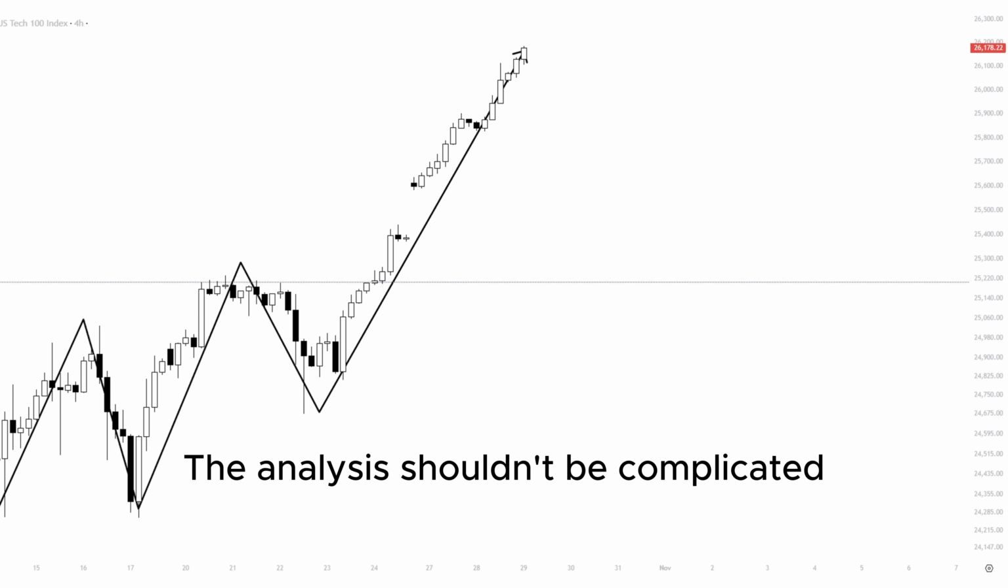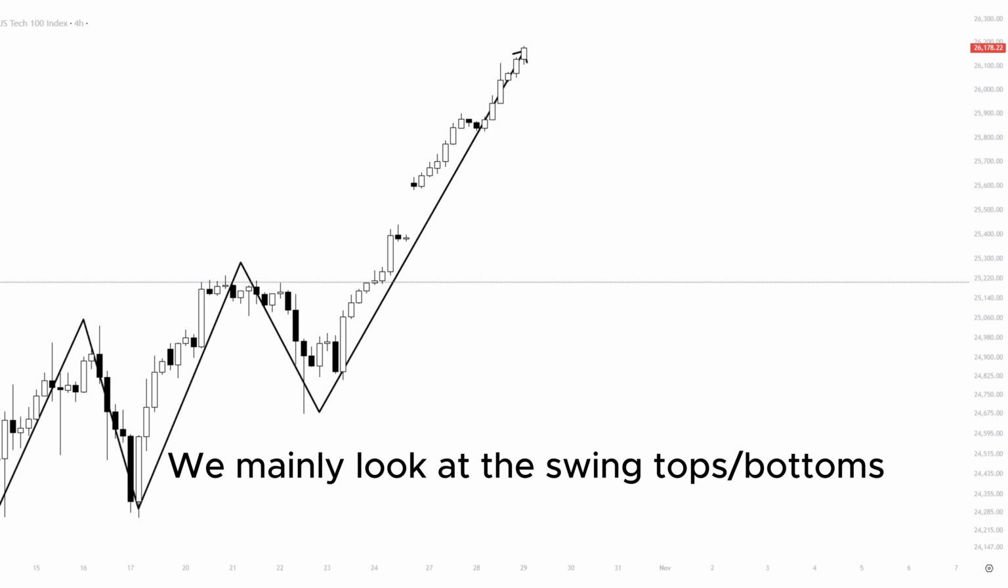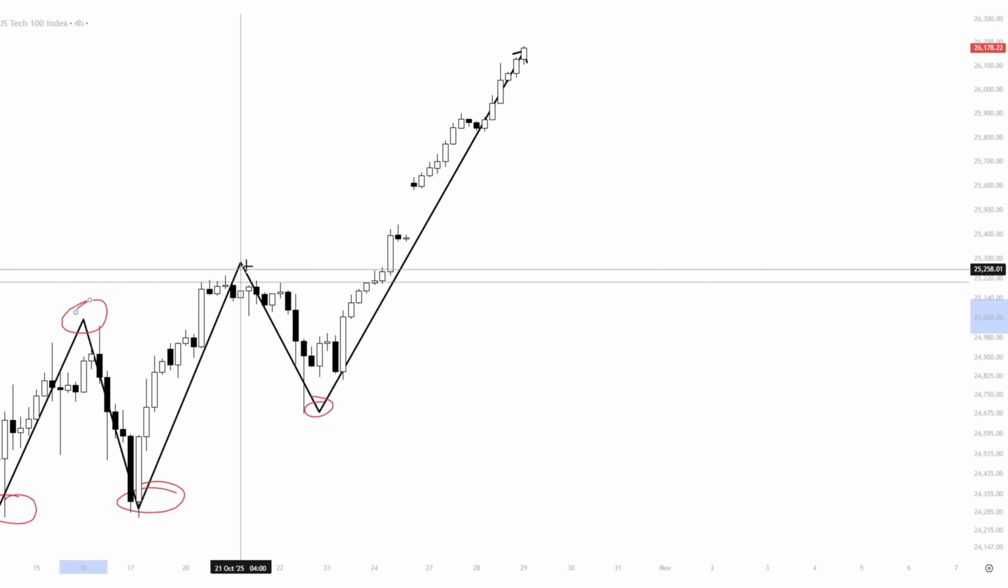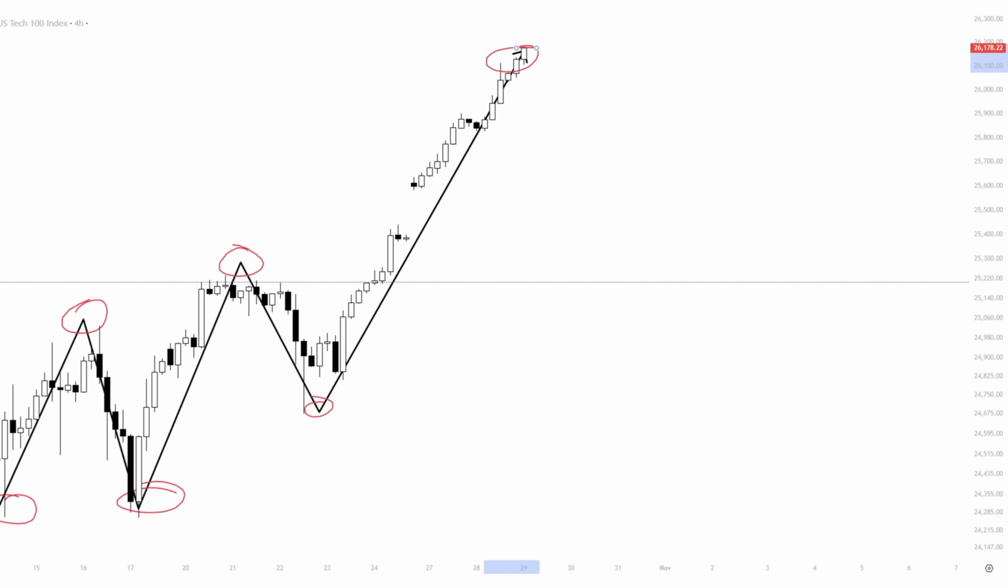And the analysis shouldn't be so complicated. We're mainly looking at how the market topped and where it bottomed. As seen here, these were the bottoms, also known as the swing lows, and these were the tops, also known as the swing highs. Now, it doesn't take a genius to see how each swing low was higher compared to the previous swing low. So we've had higher lows, and also each swing high is higher than the past swing high. So we've had higher highs.